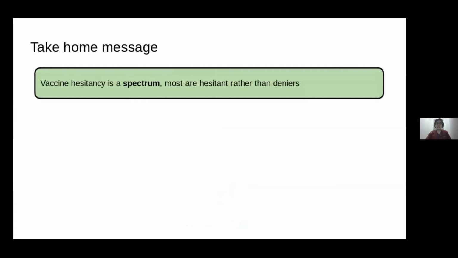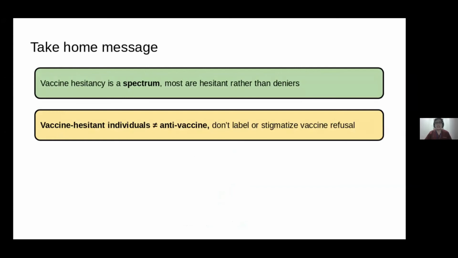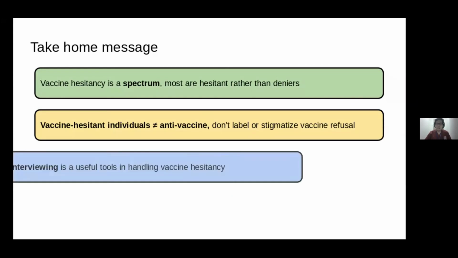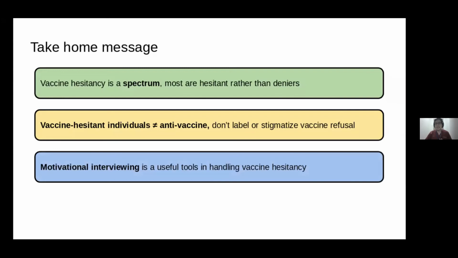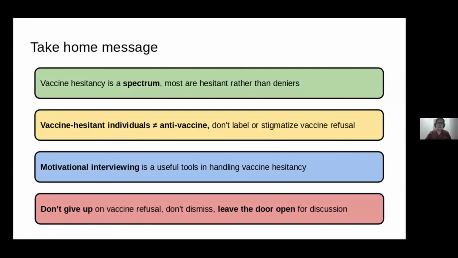So the take-home message for my talk today: vaccine hesitancy is a spectrum, and most of them are hesitant and can be changed towards acceptance with some effort. Vaccine hesitant individuals are not the same as anti-vaccine, and we should avoid labeling and stigmatizing them even when they refuse, as this will push them further. Motivational interviewing is a very powerful technique in dealing with vaccine hesitancy, and don't give up on refusal. Leave the door open for discussion and offer to meet again or give an appointment as necessary. We can do something about vaccine hesitancy if we choose to do so.